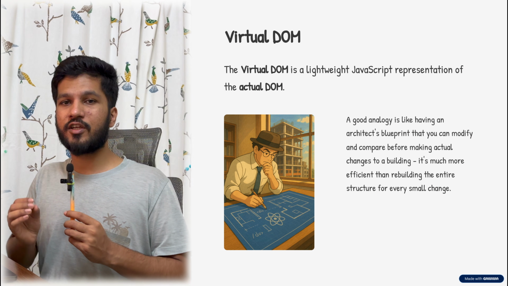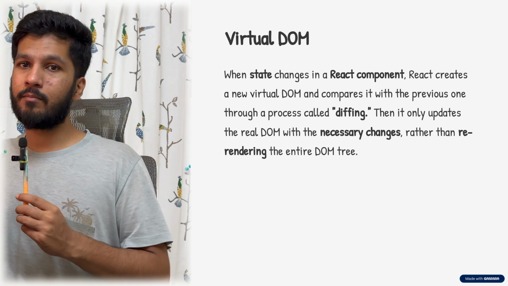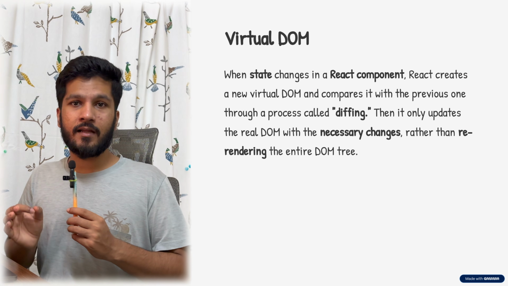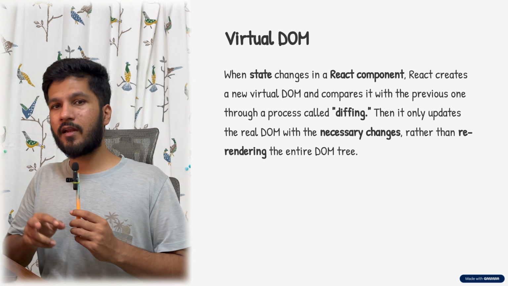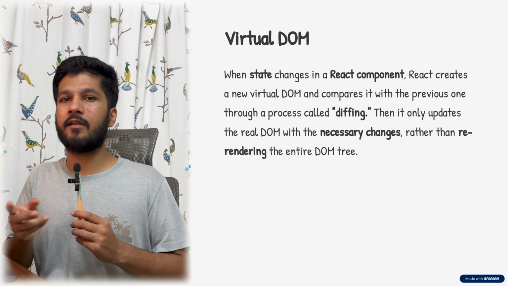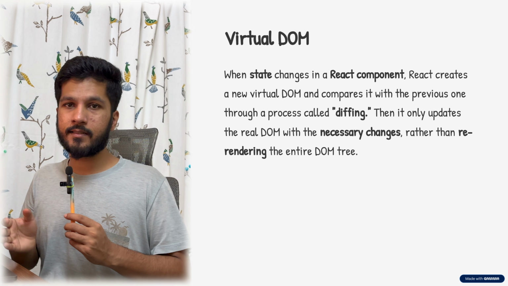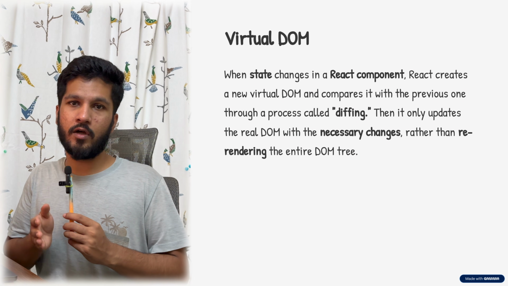Before making the changes to the real DOM, React makes changes to the virtual DOM whenever a state updates, and then compares using the diffing algorithm if there are any changes between the virtual DOM and the real DOM. After the comparison, it only updates the real DOM once it notices any changes to the virtual DOM.